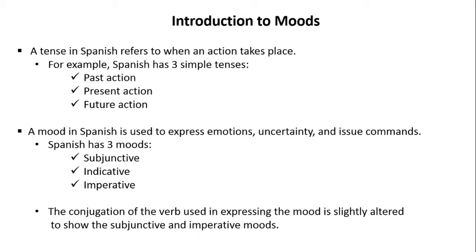Let's start with an introduction to moods. A tense in Spanish refers to when an action takes place. For example, Spanish has three simple tenses: past action, present action, future action. A mood in Spanish is used to express emotions, uncertainty, and to issue commands. Spanish has three moods: a subjunctive, an indicative, and an imperative. The conjugation of the verb used in expressing a mood is slightly altered to show the subjunctive and imperative moods. I'll be giving you examples of this in the slides that follow.